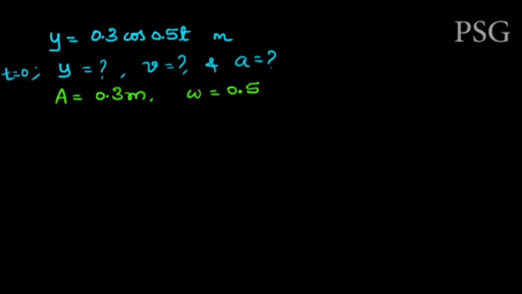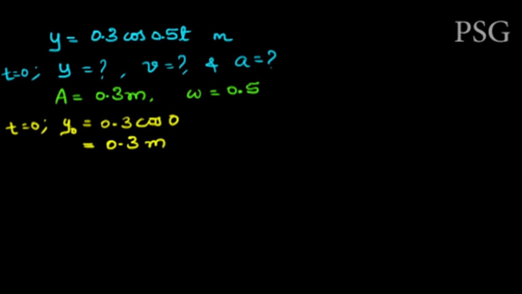Now to get displacement at t is equal to 0, let me directly substitute the value of t in this displacement equation. That gives me y at t is equal to 0. Y, now I will represent that by y naught, is 0.3 cosine 0.5 into 0 is 0, so cos 0, and cos 0 is 1, so it is 0.3 meters.